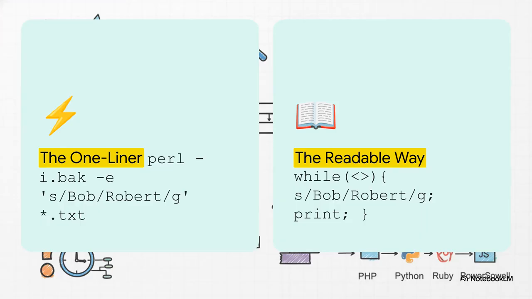And this slide right here is "there's more than one way to do it" in action. On the left, you've got this classic Perl one-liner. It renames Bob to Robert in a whole bunch of text files. It's powerful for sure, but pretty cryptic. Then on the right, you've got a script that does the exact same thing, but it's spread out over multiple lines and is way more readable. The key thing to get here is that Perl doesn't force you to do it one way or the other.